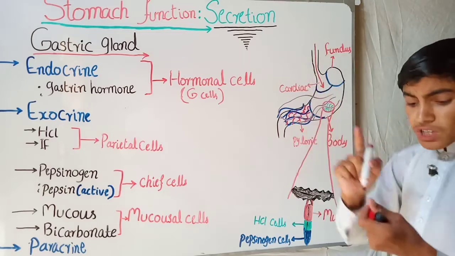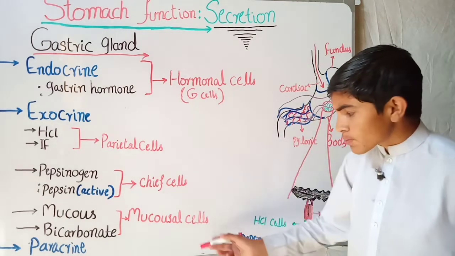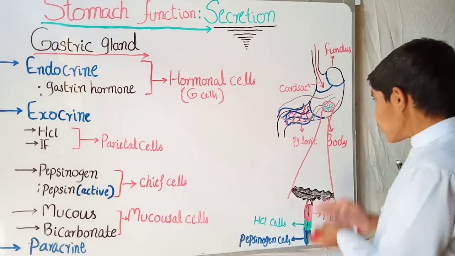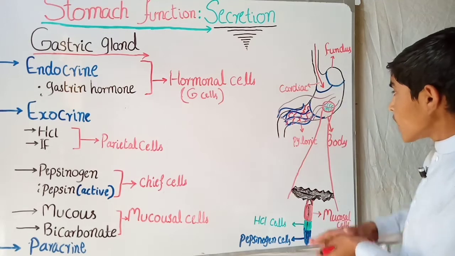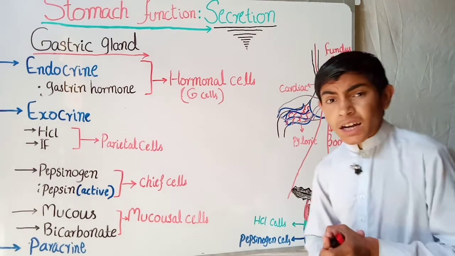In the gastric gland pores, there are different types of cells. These are parietal cells, chief cells, and mucosal cells, which secrete different types of chemicals that do the chemical breakdown of the food. Okay, the second is the nervous way.